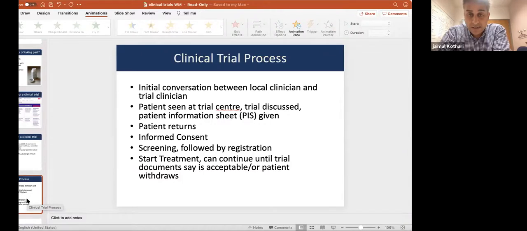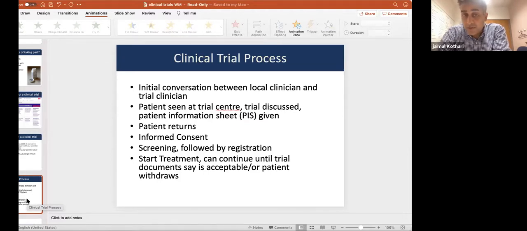If it's a randomized study, then they do effectively the virtual coin toss, which decides what treatment you're on, and then the trial treatment is started. And that can continue until the patient withdraws for whatever reason, or there is toxicity at a level that is dangerous, which would mean it would be too dangerous to continue. Which I have to say happens extremely rarely in the kind of studies that we're doing at the moment. It happens rarely in later phase studies, but it does happen.